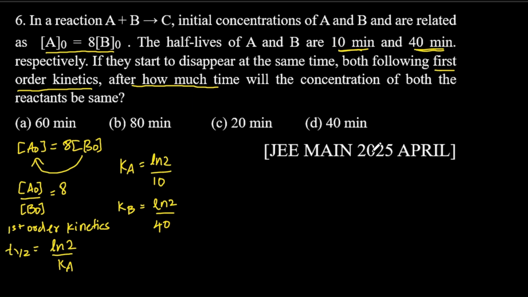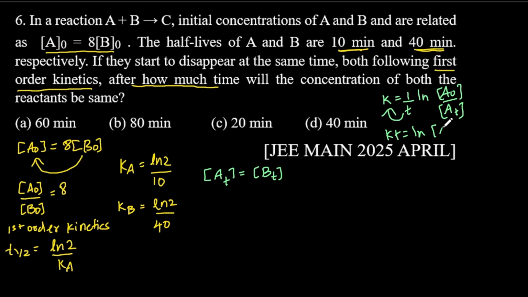So let us assume concentration of reactant A after some time is AT, and that is equal to concentration of reactant B after some time. So we know the first order rate law, K is equal to 1 by T ln of A naught by AT. So this is concentration. So you just take this T to the left hand side. KT is equal to ln of A naught divided by AT.